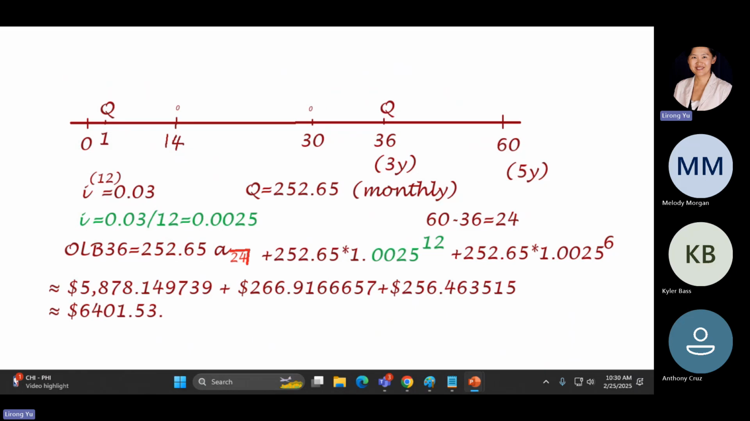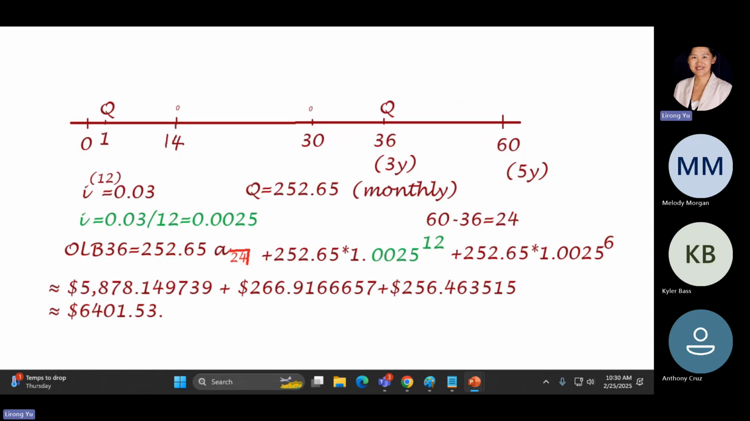All right, the 3% interest rate is convertible monthly. We divide it by 12 to get our interest rate. And then the outstanding balance at 36 will be calculated by the future payment, 24 payments of 252.65. We're finding its value at time 36. So compared to the future payment, 36 is a present value. Okay, and then 252.65 times a-angle-24, the value for the future payment, plus those 2 payments that we didn't do, we've got to calculate their present value.